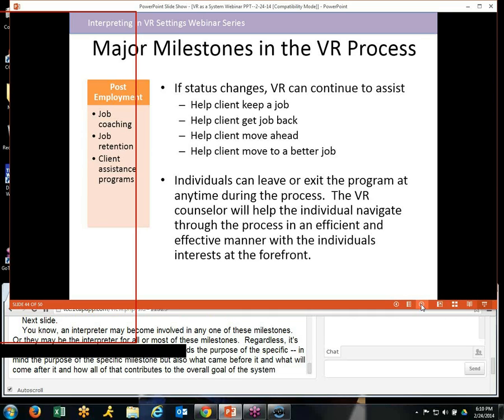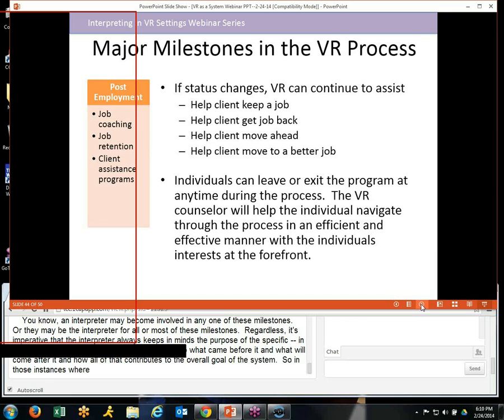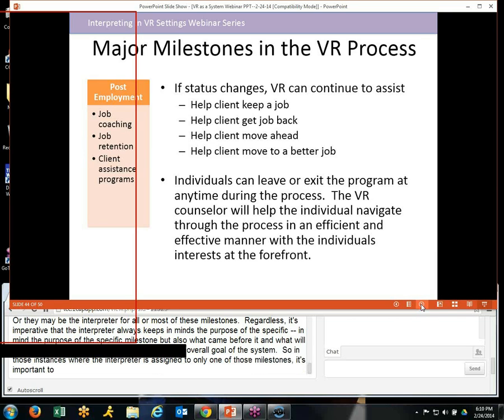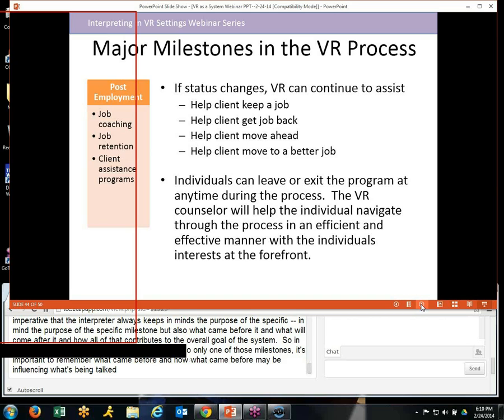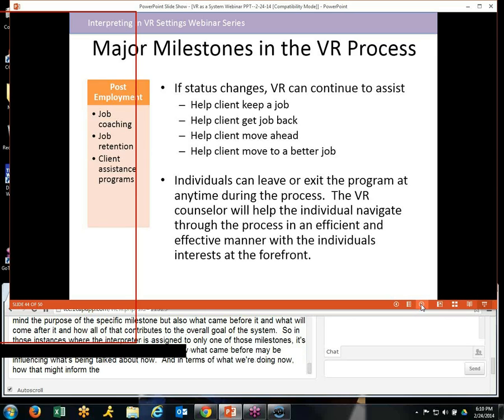So in those instances where the interpreter is assigned to only one of those milestones, it's important to remember what came before and how what came before may be influencing what's being talked about now, and in terms of what we're doing now, how that might inform the next step in the process.